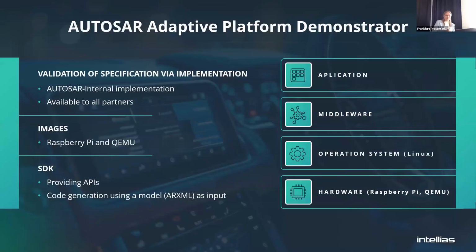Also, the AUTOSAR organization provides all the partners with the Adaptive Platform Demonstrator. You can think of it as a combination of software examples, runtime environment, and development support to develop AUTOSAR applications. We were using APD, of course, for our POC, and it can be installed either on real hardware, like the Raspberry Pi, or on virtual hardware like QEMU.